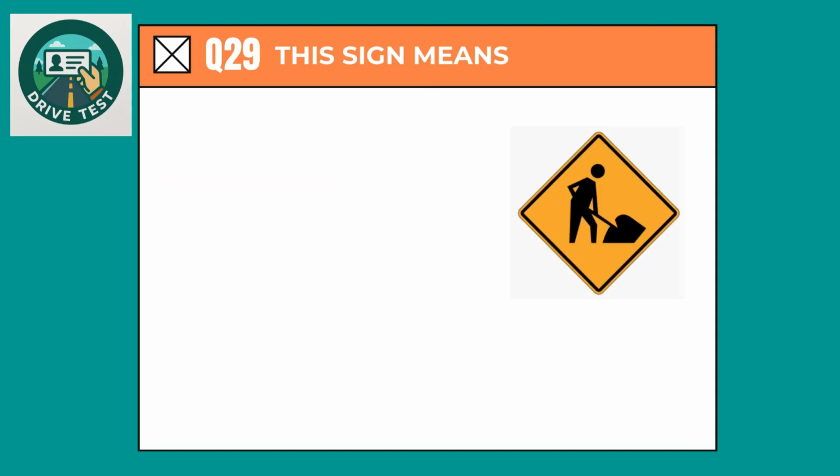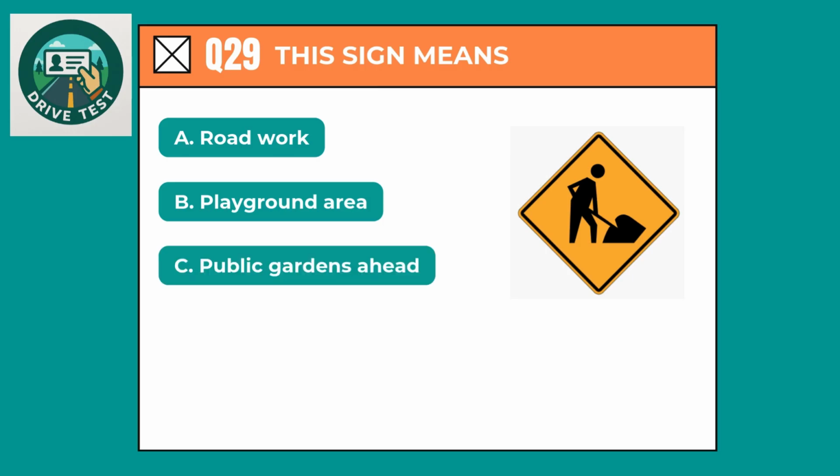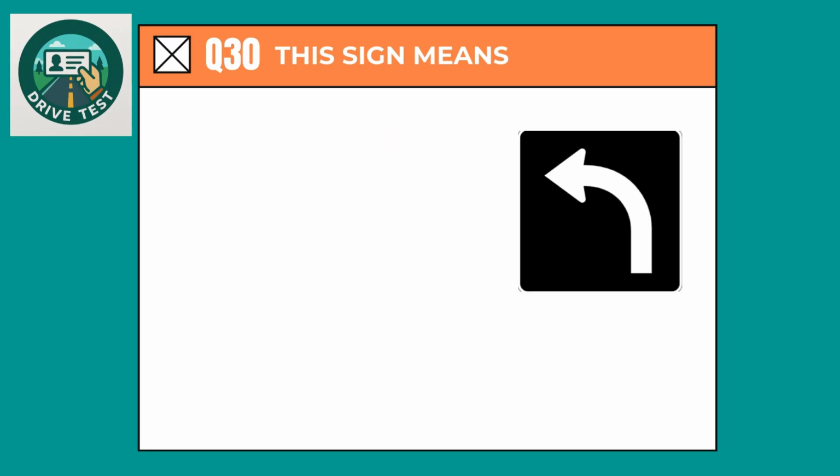Question 29. This sign means A. Road work. B. Playground area. C. Public gardens ahead. D. Tree plantation ahead. The correct answer is A, road work. Expect construction workers and equipment.